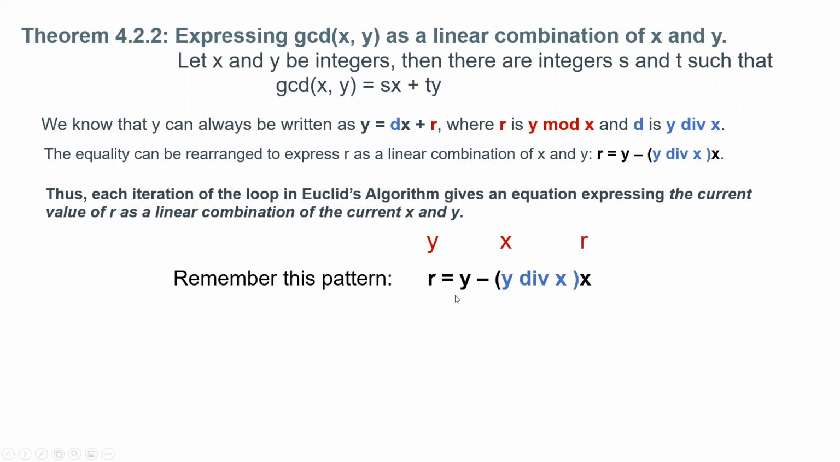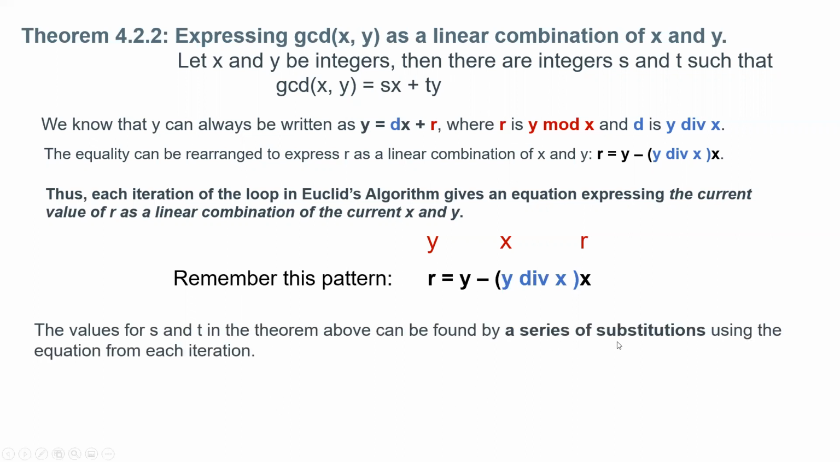Besides finding all of those R's and getting down to 0 so that we can find our GCD, we're going to collect all those little equations that we get. And then we can use those by a series of substitutions in order to come up with this very important situation here, where we're able to write the GCD of the original numbers as a linear combination of those original numbers. So we'll see an example here, but that's our goal.